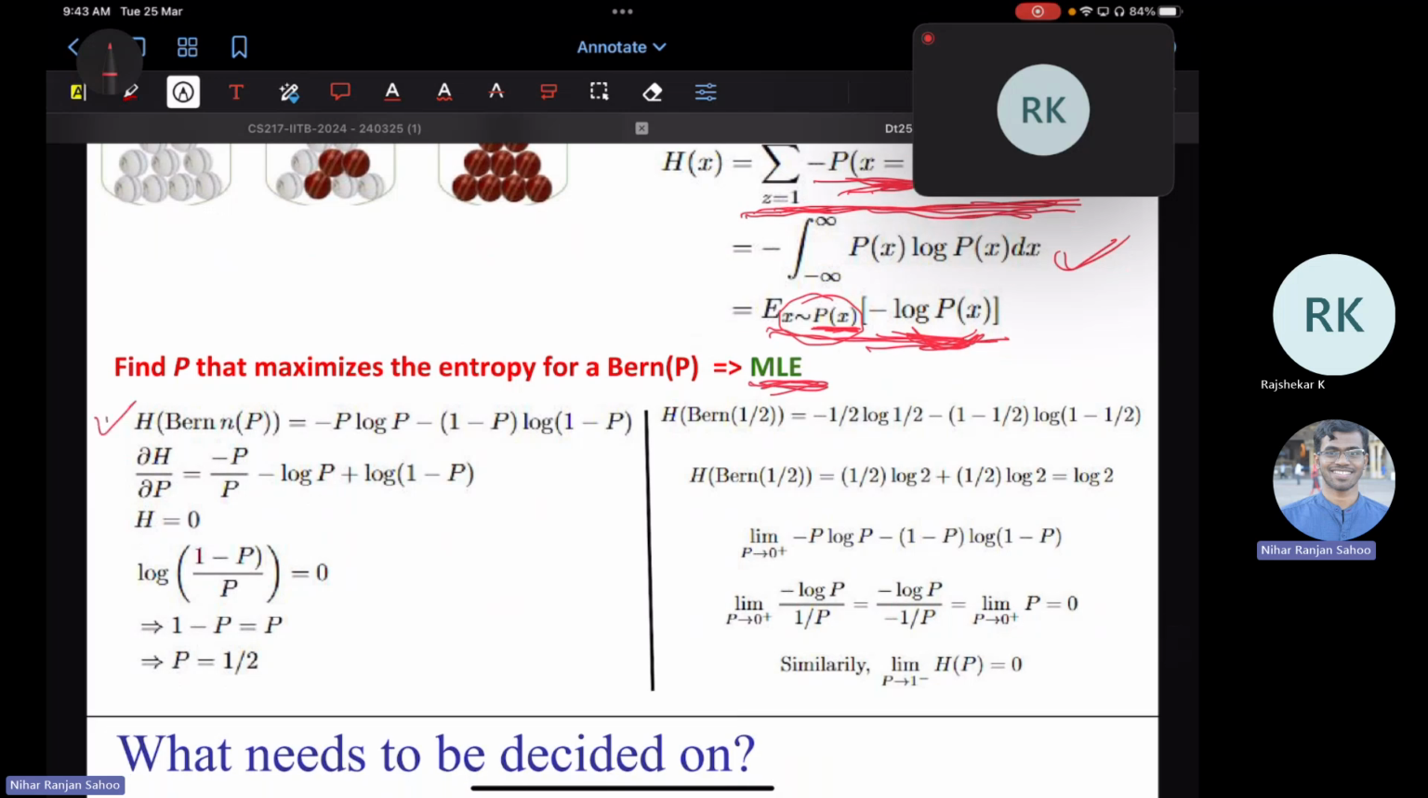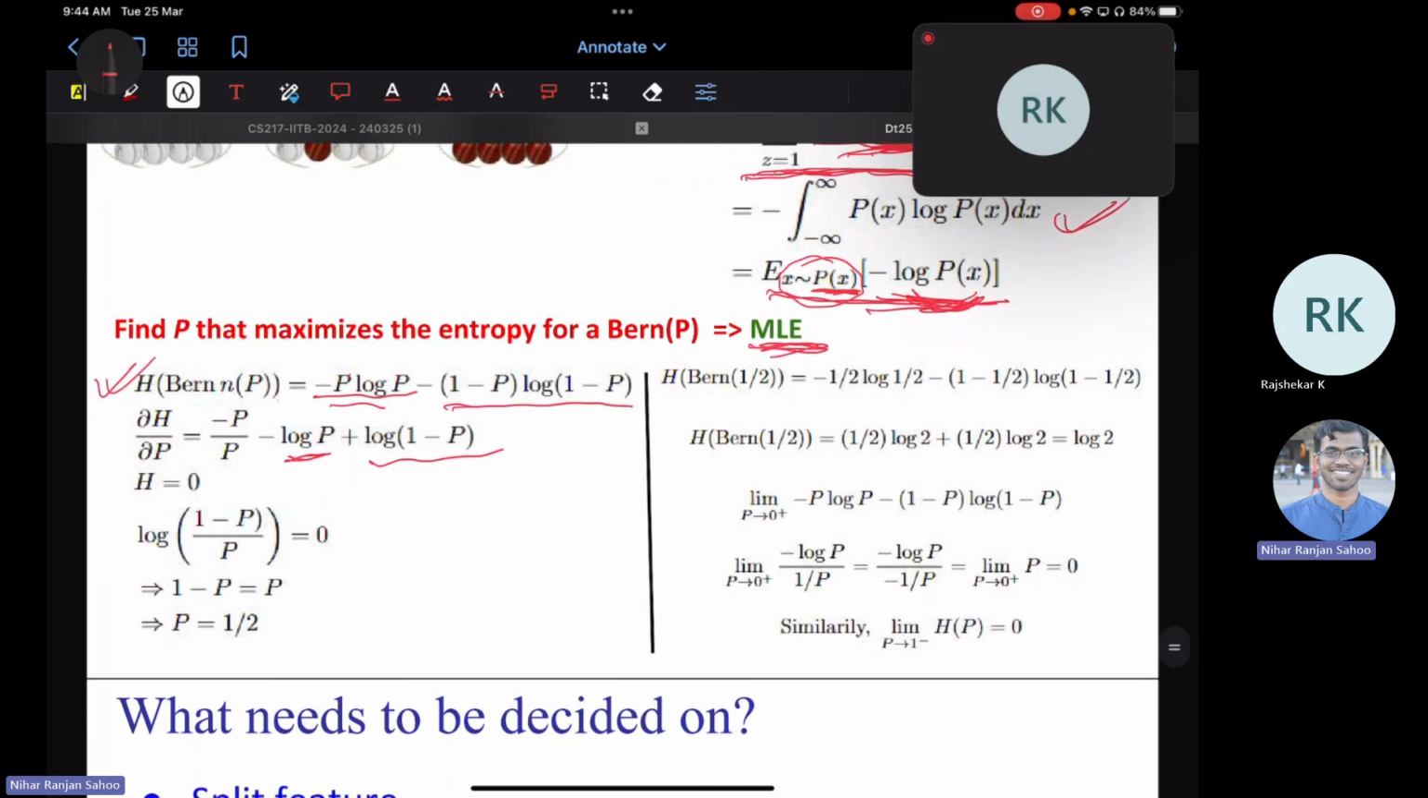So if you compute the first derivative, we know this is minus p log p minus (1 minus p) log (1 minus p). If you compute the derivative with respect to p, it will be minus p by p, then log p will stay. The derivative of p with respect to p will be 1. Then the second term will be similarly plus, actually minus log (1 minus p).